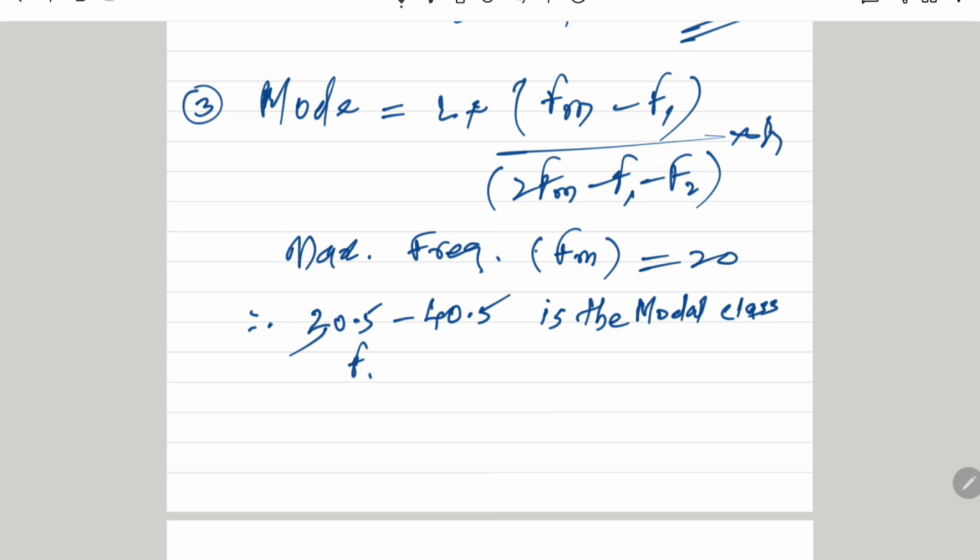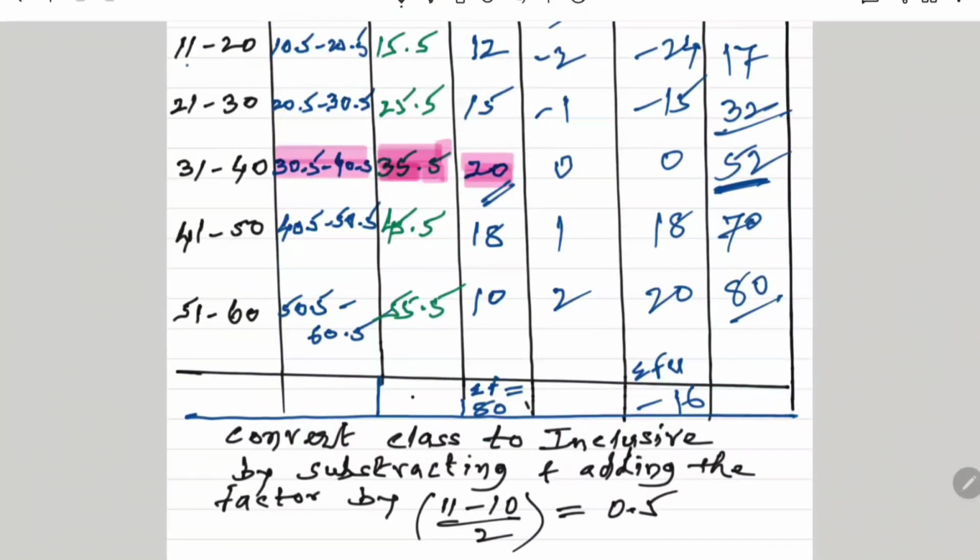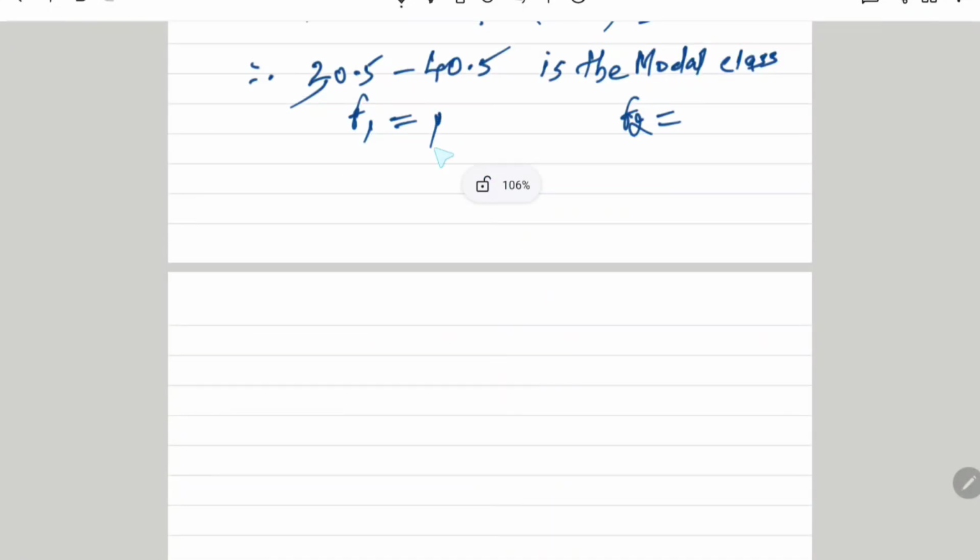Then we find out F1 and F2. F1 is the value of the frequency preceding to that class. Therefore, this is the class containing that maximum frequency. Therefore, the modal class is 30.5 to 40.5. Preceding class is this one, whose frequency is 15, and succeeding class is next one, that is 40.5 to 50.5, and therefore the value of F2 is 18. F1 is 15 and F2 is 18.